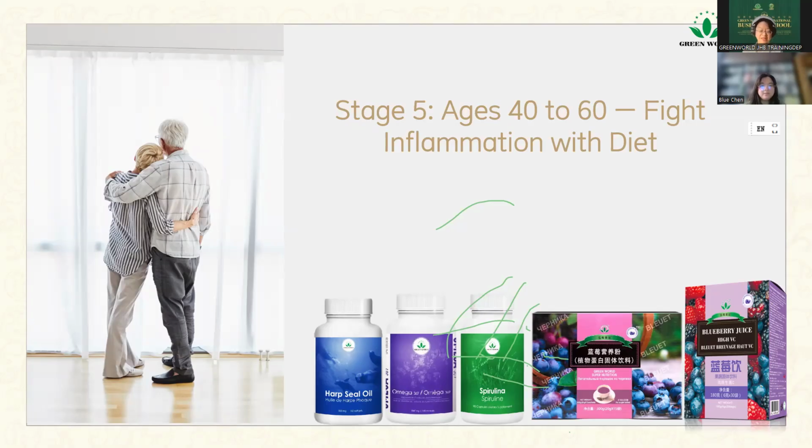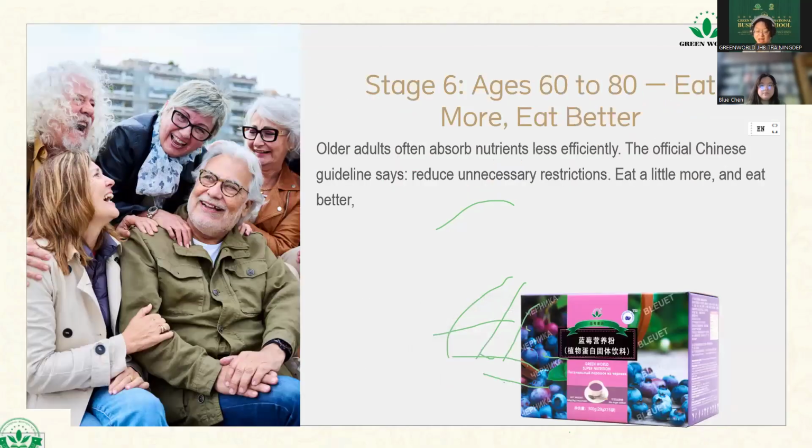Stage number 6, age 60 to 80, eat more, eat better. As people age, their bodies undergo physiological changes that affect how they absorb, use, and excrete nutrients. Older adults, typically aged 65 and above, often need higher amounts of certain nutrients while requiring fewer calories due to reduced physical activity and a slower metabolism.